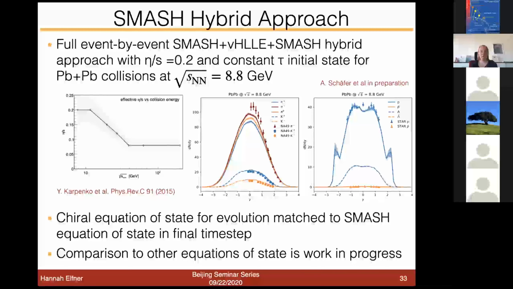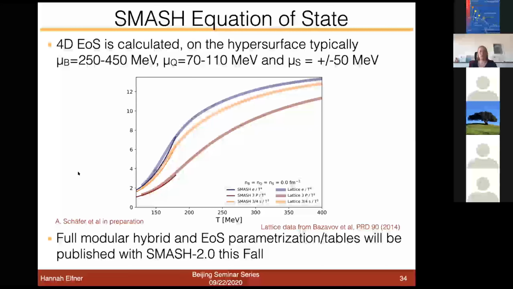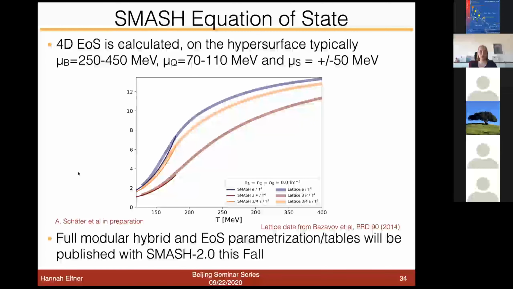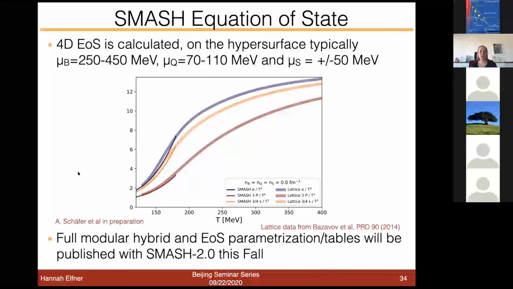Talking about the equation of state, since this is something that many people need if you eventually want to run with SMASH as an afterburner or for your final state evolution, you will always need the proper hadronic equation of state with the right degrees of freedom. And for that purpose, we are also going to provide a parametrization and tables for this equation of state that is coming from the SMASH degrees of freedom.